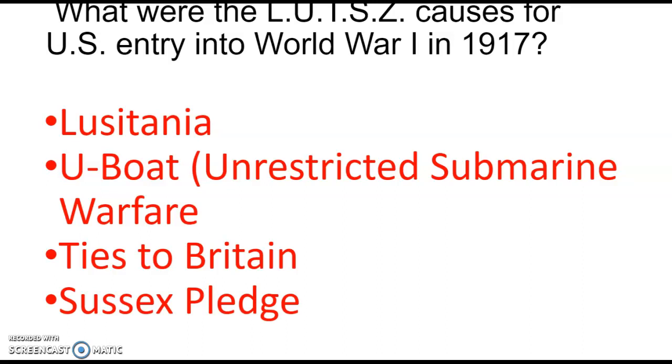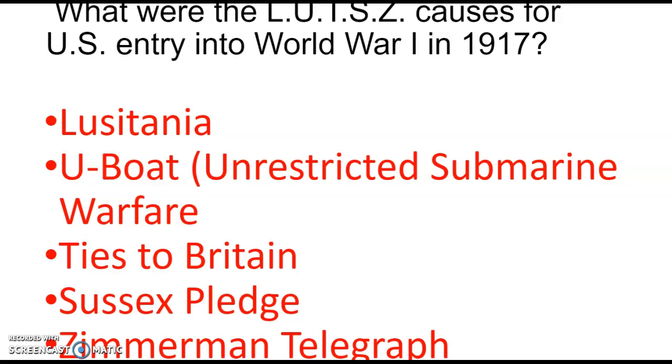The Sussex Pledge, the promise that Germany made to not sink any more ships. They had been sinking thousands of ships, many of them carrying innocent civilians, and they promised never to do that again with their U-boats. And of course, they broke that promise, and they sunk a French ship, and that just moved the United States one step closer to declaring war, getting involved in war with Germany.